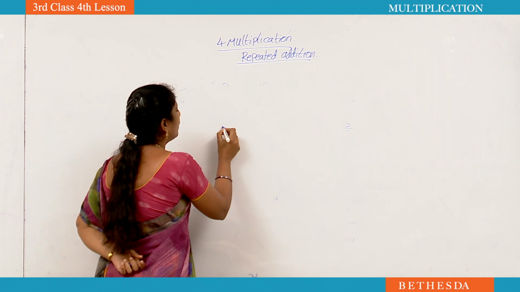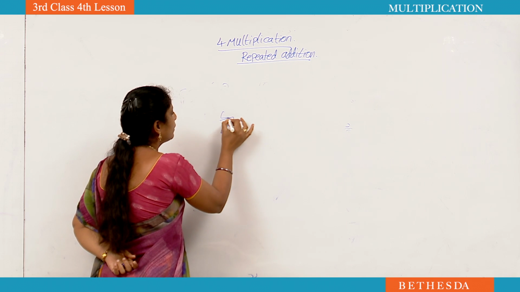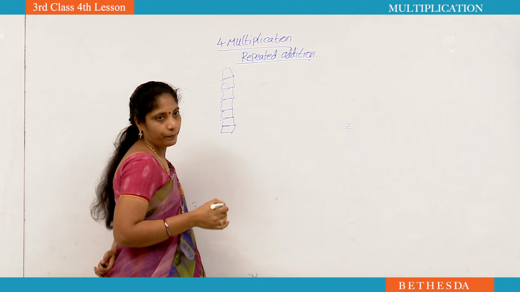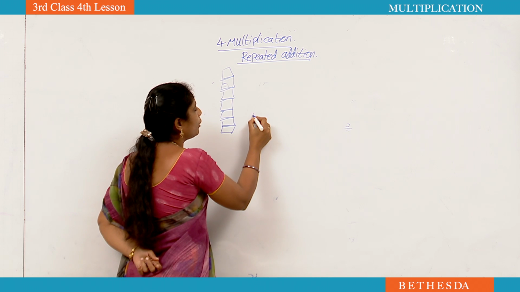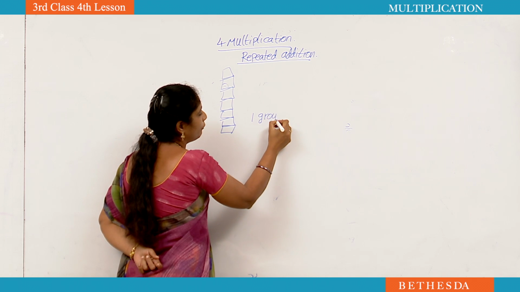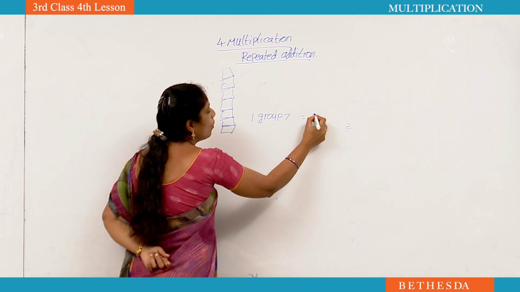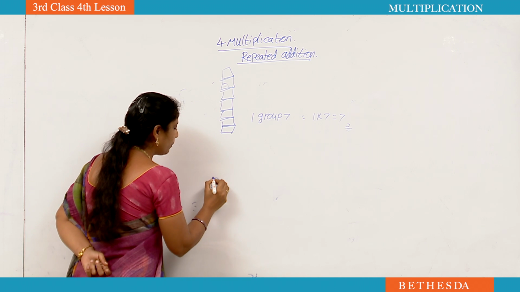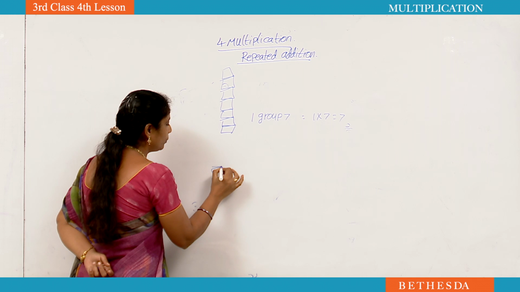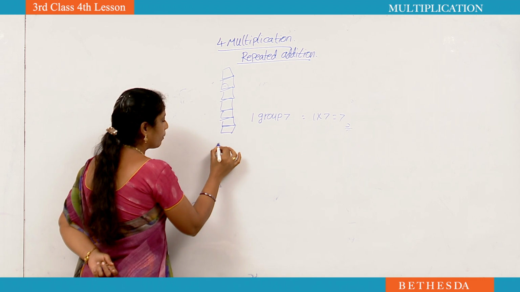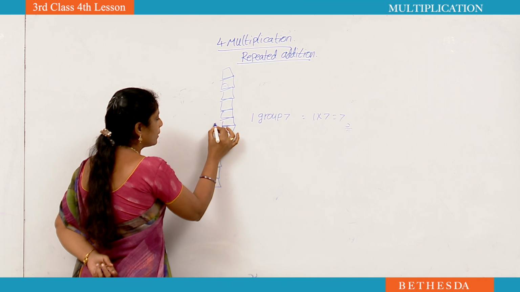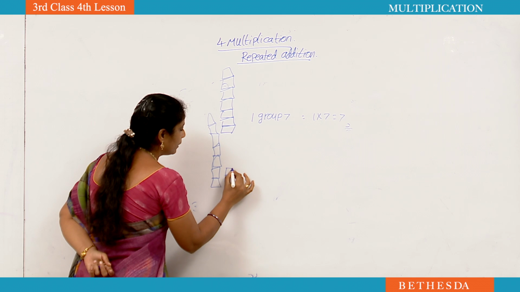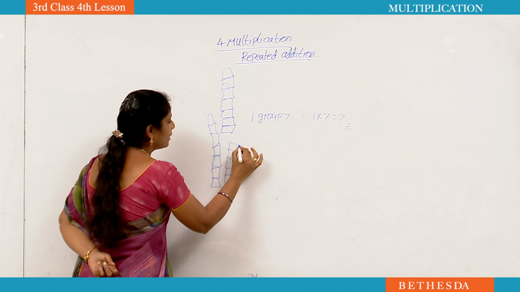Here they have given books, 7 books, 1, 2, 3, 4, 5, 6, 7 books they have given. Now, how many groups are there here? Only one group. One group of 7. Now, 1 seven is 7. Next, 2. 2 sevens are how much? 1, 2, 3, 4, 5, 6, 7. Next again 1, 2, 3, 4, 5, 6, 7.